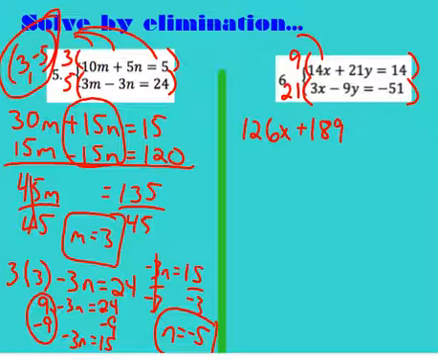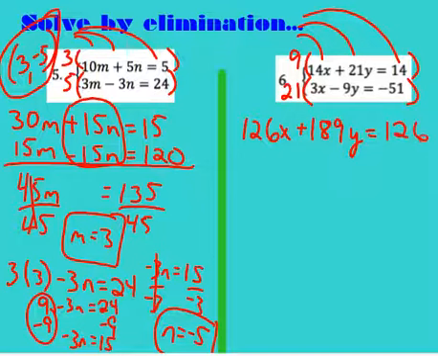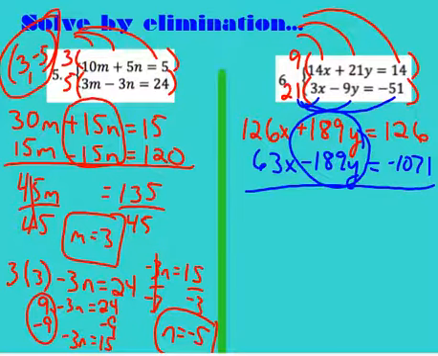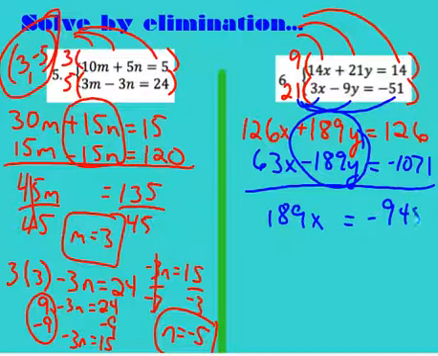So this is top one, 126x plus 189y equals 126. For this bottom one, I get 63x minus 189y equals, this is negative 1071. At least this cancels out. That's what I'm looking for. Now I have 189x equals -945.